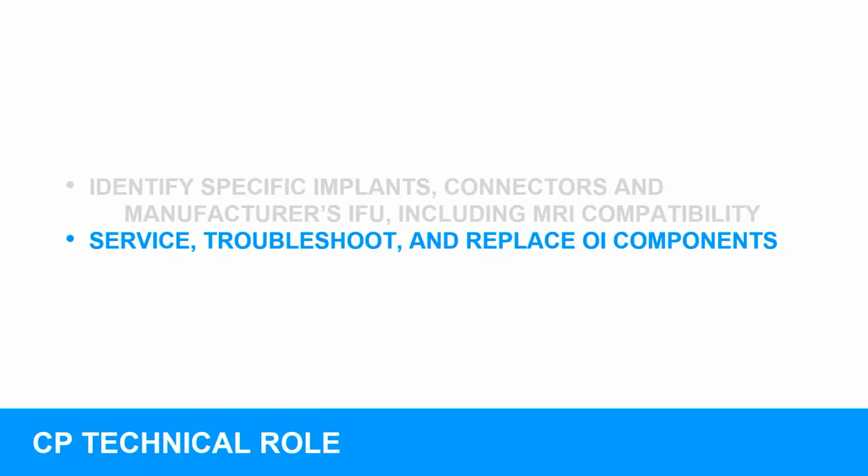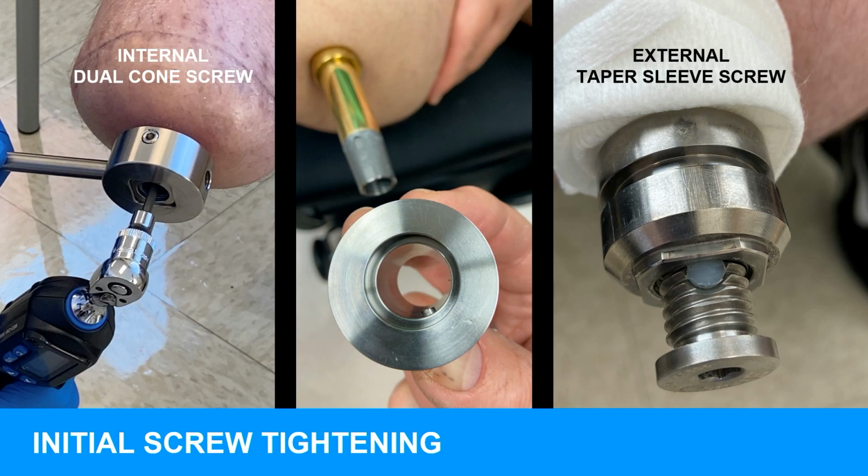You'll need to know how to service, troubleshoot, and replace OI components. And this is going to be mandatory, I think. When you tighten a screw, you need a stabilization device. The device on the left, it's called a propeller, but I only use one of the arms. We want to stabilize the implant while we're tightening the screw, and we use a digital torque wrench.